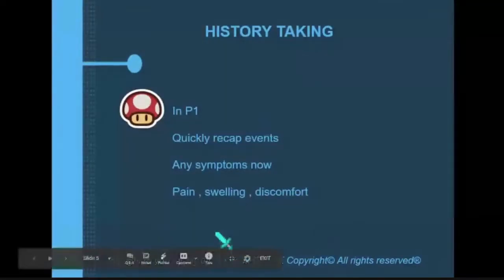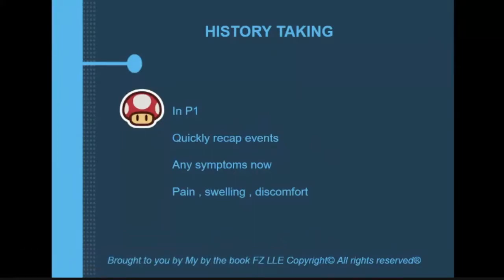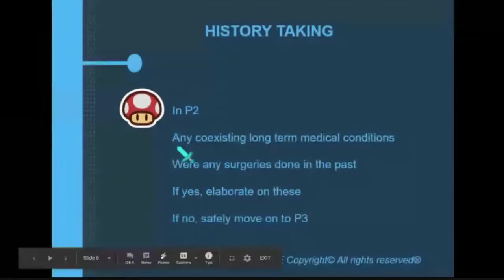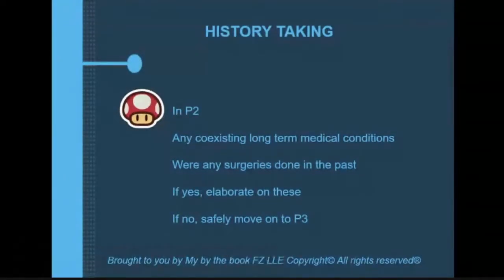Like I said, in P1, quickly recap the events. How is she feeling now? And the other question to ask is, which leg is it, or is it both the legs? Okay. Now, P2 is very important in this scenario. You cannot cut short things in P2. You have to take a little bit of an elaborate history over here. Why? Because you would like to know what is the cause of this DVT. What can be some causes of DVT?